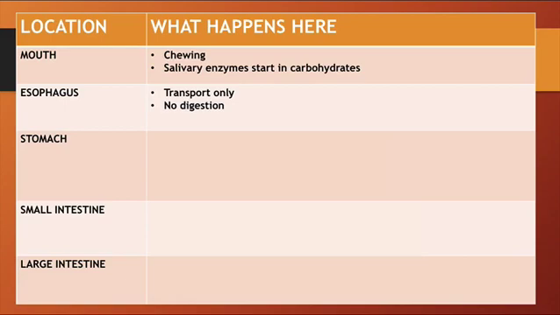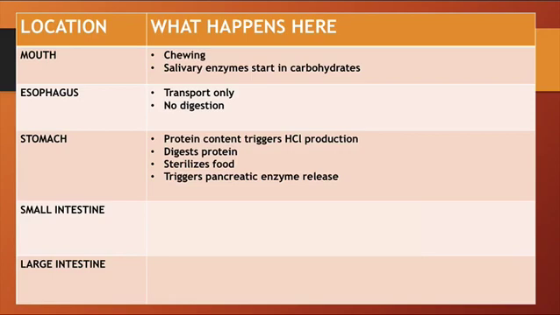But as the food goes down through the esophagus, it passes into the stomach. Now, the stomach is really where the action starts. In the stomach, carbohydrate digestion is largely suspended. And really what happens in the stomach is we get the production of hydrochloric acid, which is triggered by the protein content of your food.